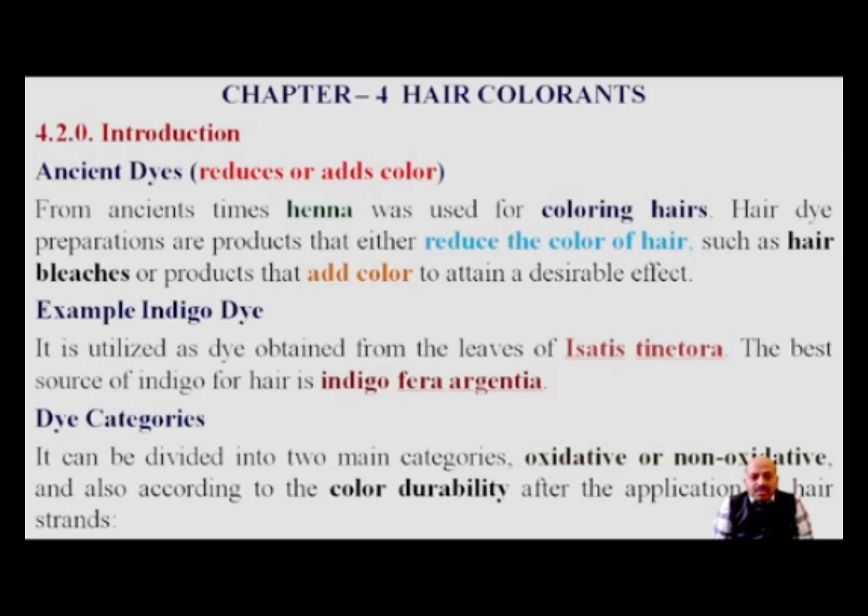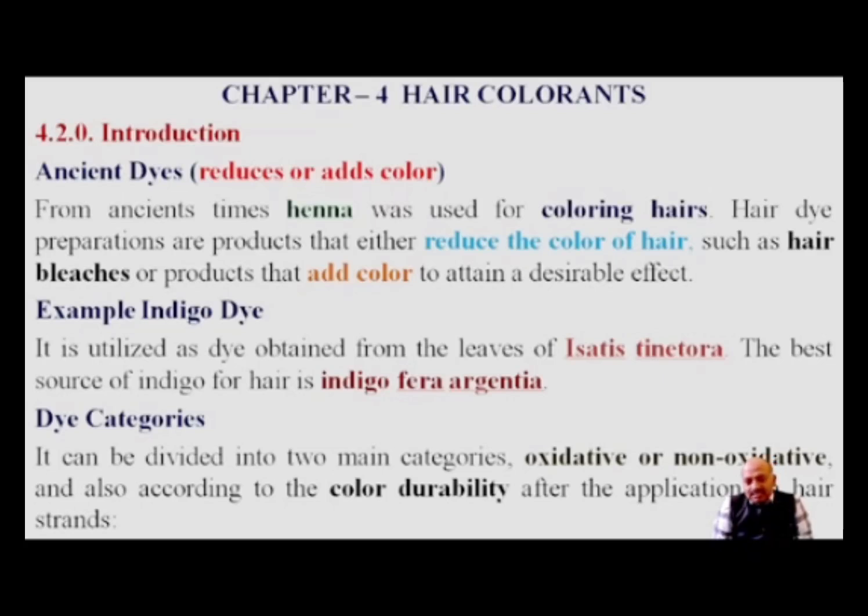So henna can be used as an ancient dye, and the main purpose of these ancient dyes is to reduce the hair color by means of application, such as hair bleaches, or if you want to add color, these products can be used. For example, we can see the indigo dye. It is utilized as a dye obtained from the leaves of Isatis tinctoria. The best source of indigo for hair is Indigofera argentea. So this is an example of the indigo dye.